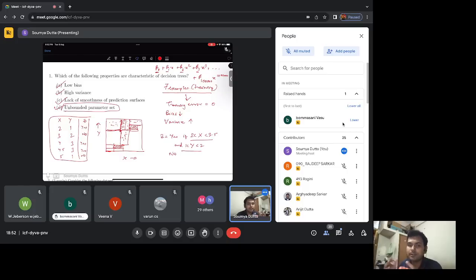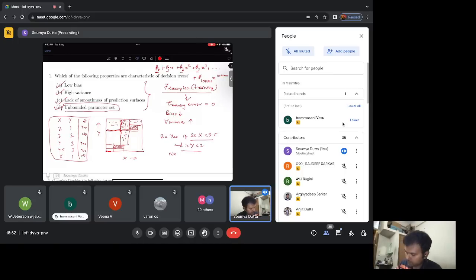You just require a set of nodes and a set of conditions. Based on that you will be able to define your decision tree. You are not looking at parameters. So in this particular case, all these 4 points are characteristics of decision trees. They suffer from high variance, they also have low bias, their prediction surfaces are not smooth, and they are not bounded by any number of parameters.